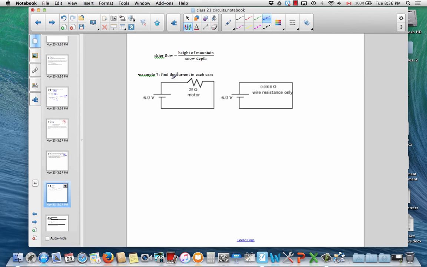Okay, so we'll just use Ohm's law and do a really simple calculation. Remember, current comes out of the positive terminal, flows through the circuit, and back into the minus terminal. Because V is IR, we can rearrange that and say current is voltage over resistance. So we had a 6-volt cell hooked up to a 25 ohm motor, and so that is 0.24 amps, or 240 milliamps of current.